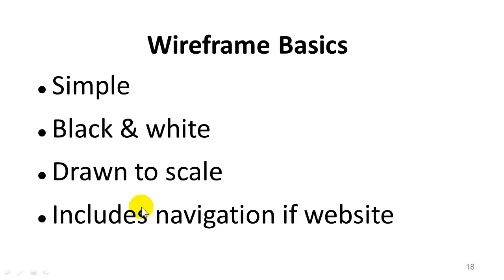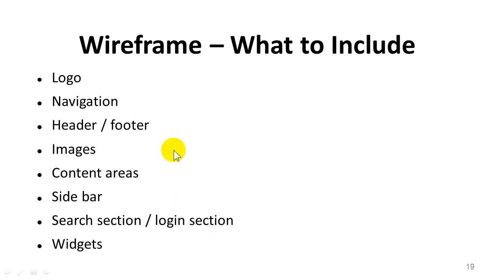So a basic wireframe should be just very simple, black and white, drawn to scale, and here again, if it's a website, it should include navigation. You want to identify where the logo is going to be, where the navigation is going to be, headers, footers, images, content areas, sidebar, a search section, a login section, any kind of widgets. So all the different pieces that might be on a page, you're going to be identifying them via your wireframe.